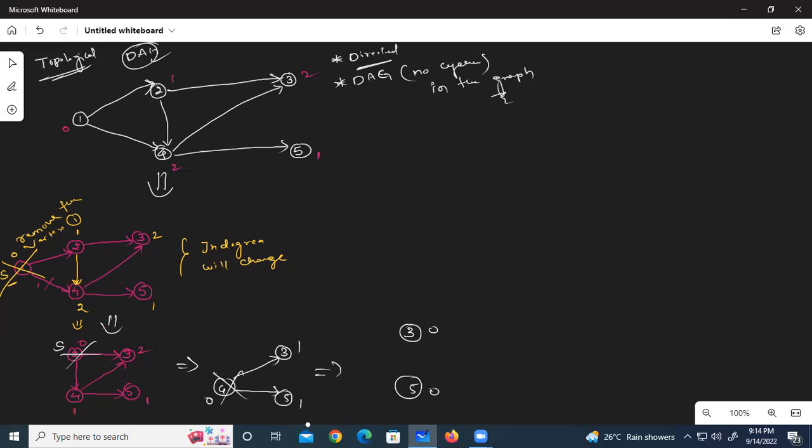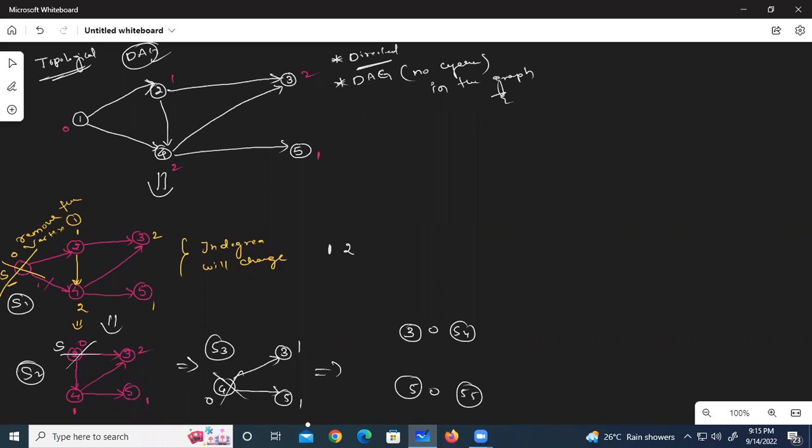Now, please understand. Okay. First, which vertex did you remove? Please observe here. First, 1. Correct. Second, which vertex did you remove? 2. Correct. Third, which vertex did you remove? Okay, this is step 1, step 2, step 3, step 4, step 5.